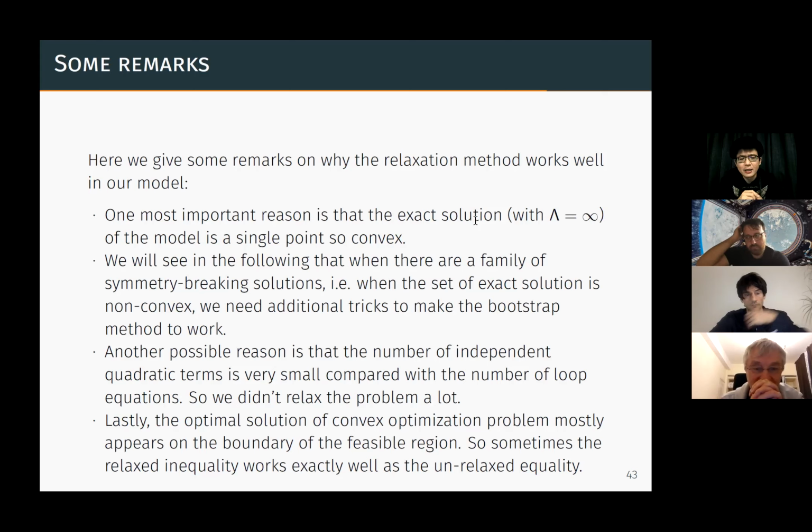Lastly, the optimal solution of a convex optimization problem mostly appears on the boundary of the feasible region. By this, we mean that the relaxed inequalities mostly work as well as the unrelaxed equalities, because we are taking the maximization or minimization, so the solution always appears at the boundary. This happens a lot of times. So these are several remarks on why the relaxation method works.